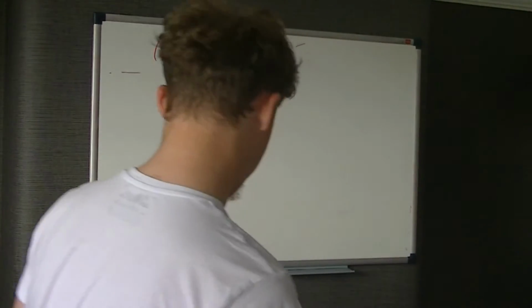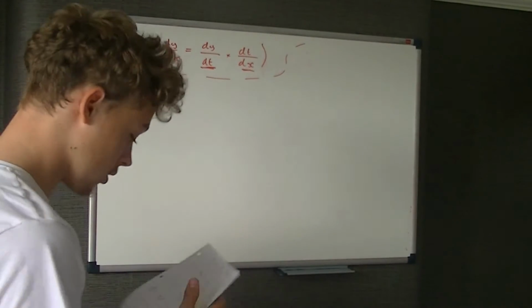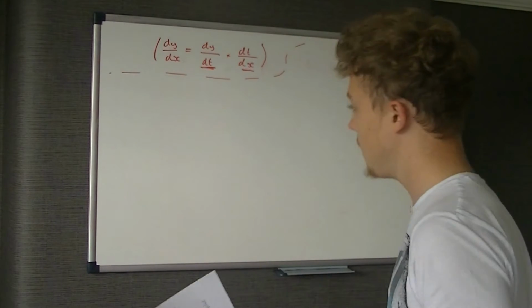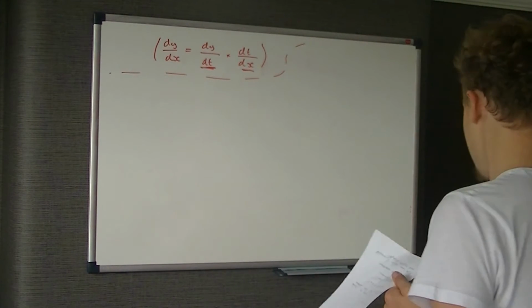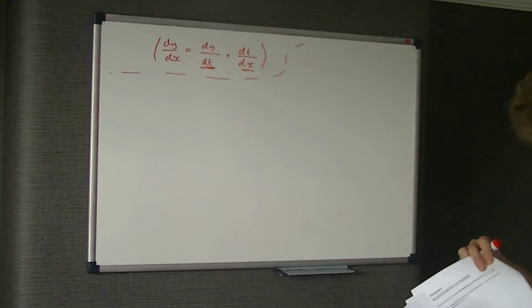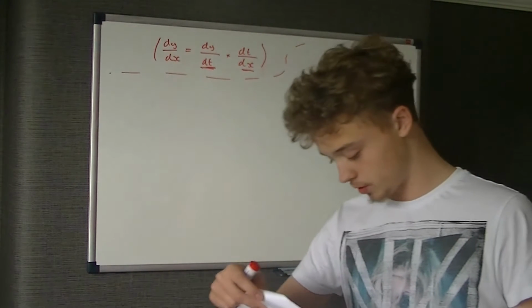Okay, so that's what the chain rule is. Now, there's something called related rates of change. A related rate of change is something where we have a factor to consider. What I mean by a factor to consider is that the best way of explaining the topic of related rates of change is through examples.